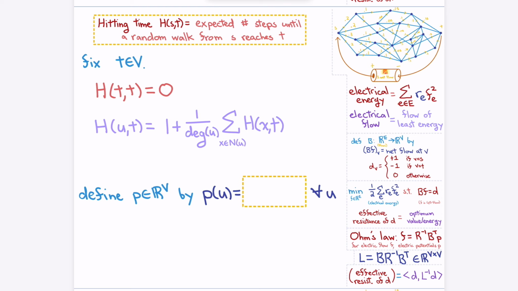All right, now things get a little more mysterious. All right, we're going to define vertex potentials using these hitting times to t. Okay, anyone want to guess?